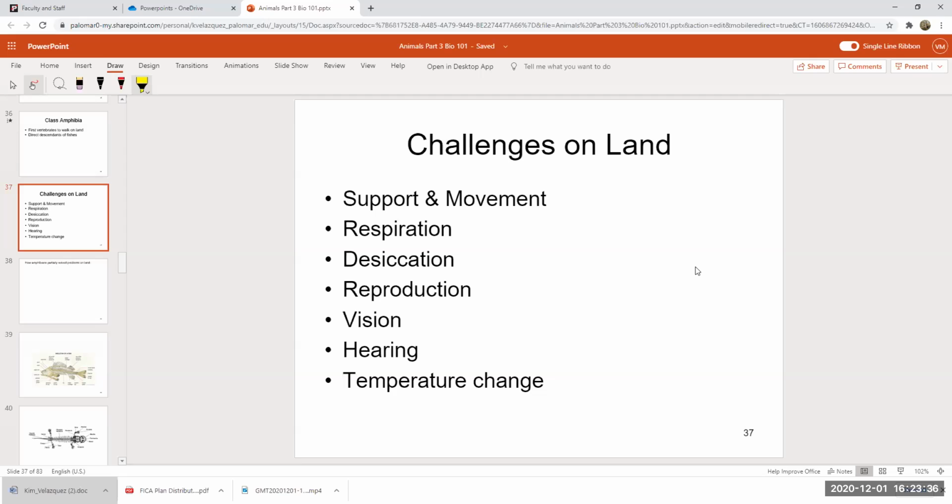And then temperature change. Water is a pretty constant environment in terms of temperature. Very little change from day to night and season to season. The move onto land had very dramatic temperature changes from day to night and season to season. So these are the challenges the amphibians had to deal with. They solved some of these problems, but not completely. So let's start with support and movement.